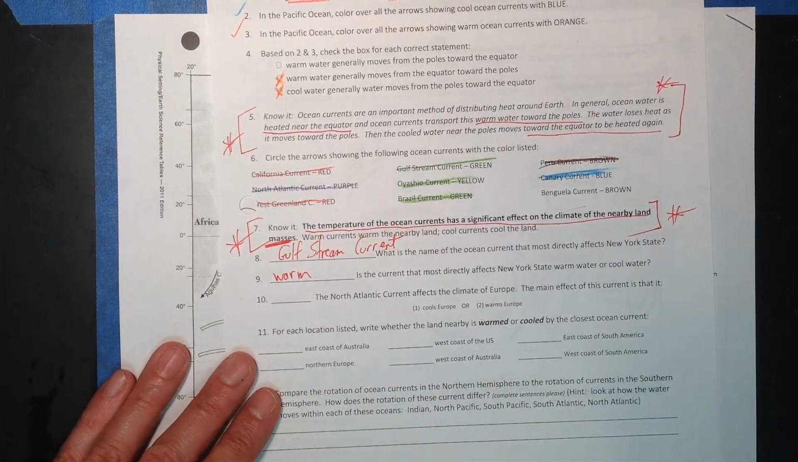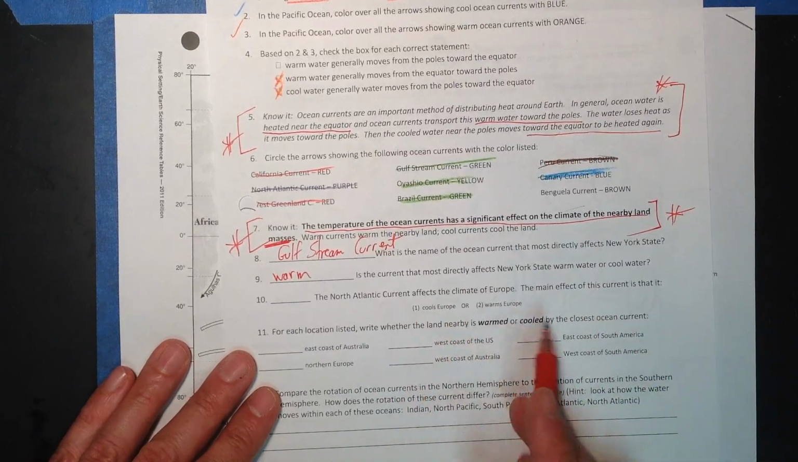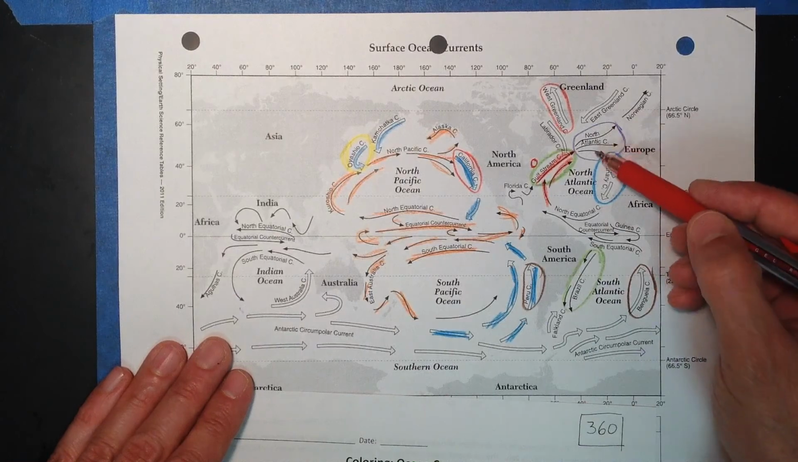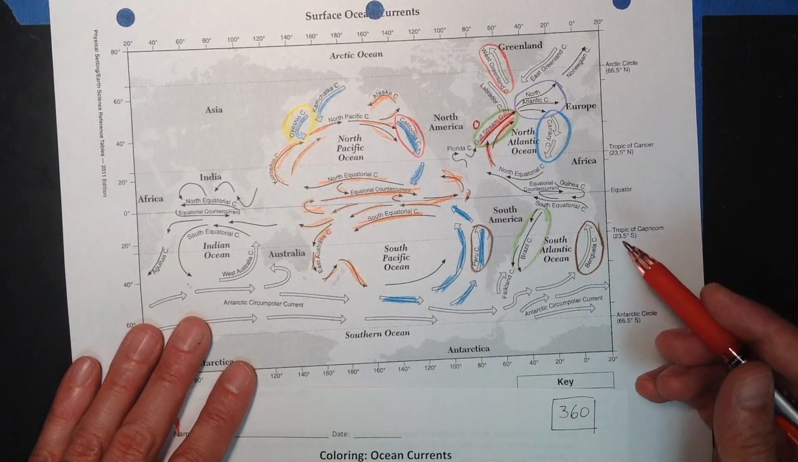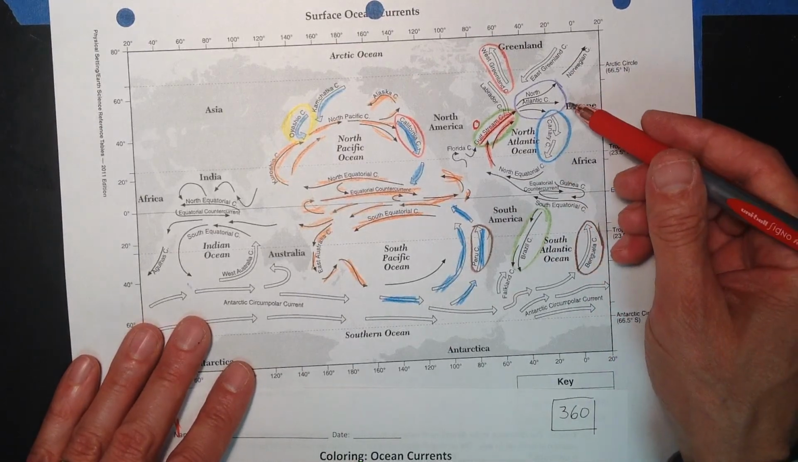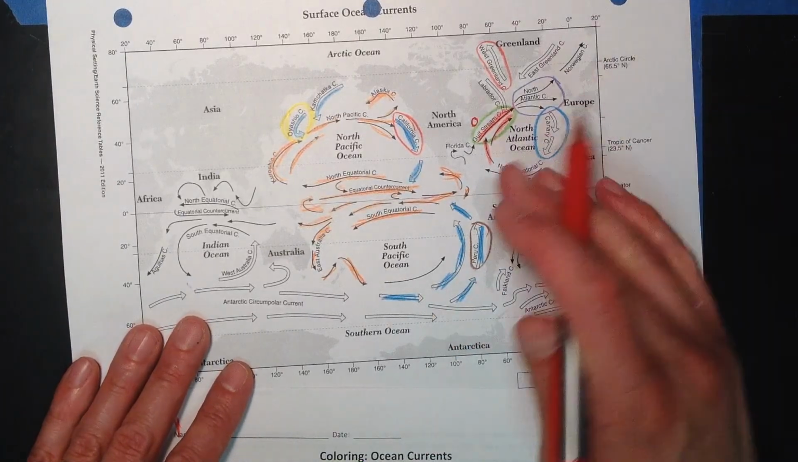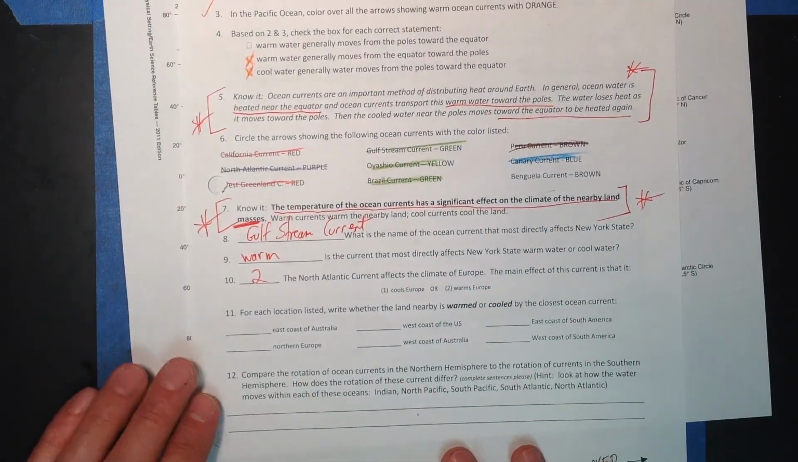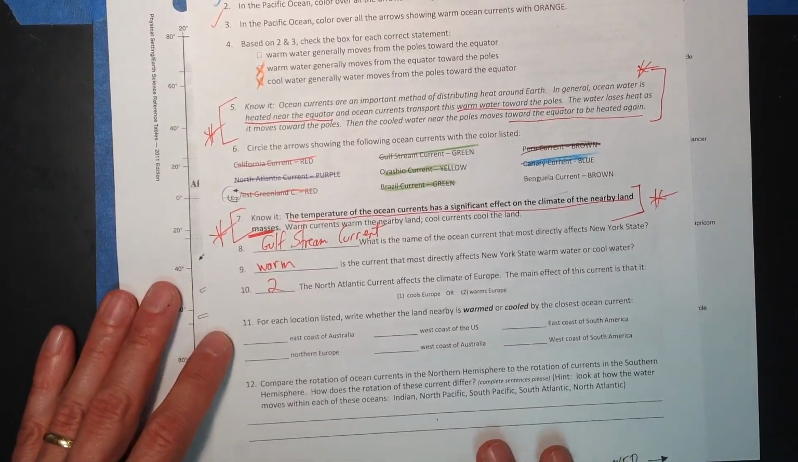10. The North Atlantic Current affects the climate of Europe. The main effect of this current is that it, 1. Cools Europe or warms Europe. So this right here, North Atlantic Current, is a warm current, so it's hitting Europe. It's going to warm it up much warmer than it would be if there were no ocean currents here. If the currents just stopped, it's going to be much colder. So that, two, warms Europe.